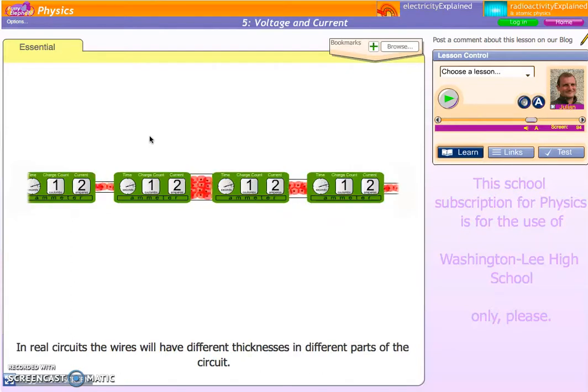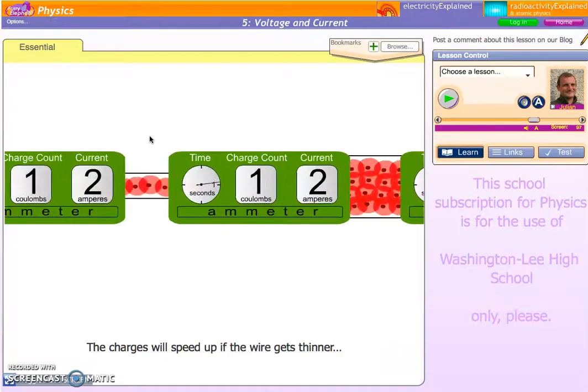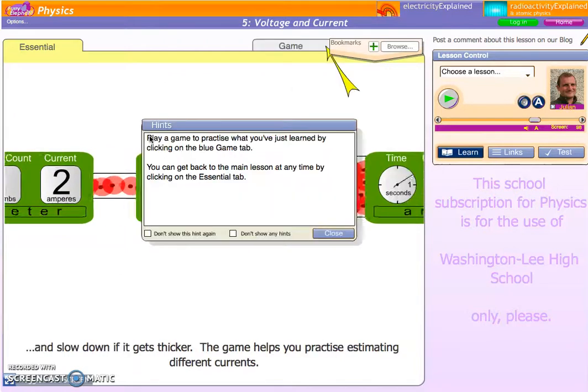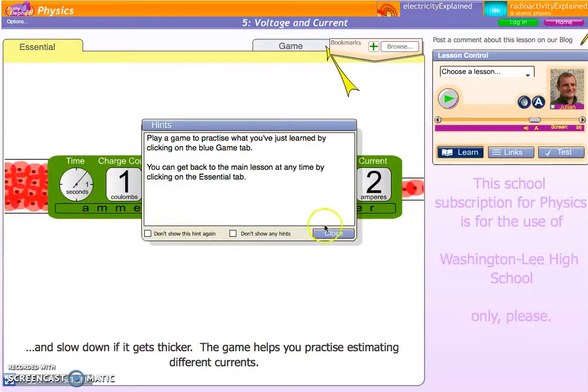In real circuits, the wires will have different thicknesses in different parts of the circuit. This means that the speed of the charges will change as they move around the circuit. It's really negligible. But the same number of charges still pass a point each second. The charges will speed up if the wire gets thinner, and slow down if it gets thicker.